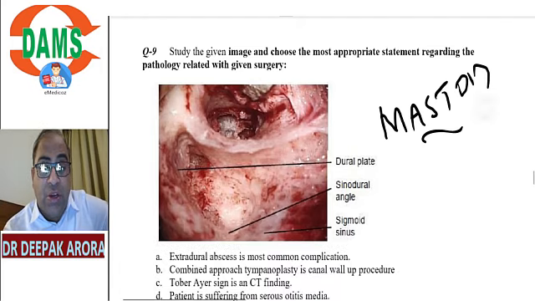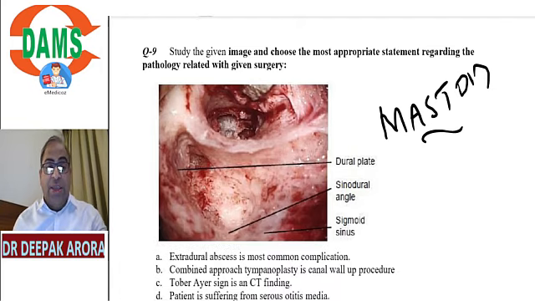Let us read the options. Anyone? Option A. This is a hardcore clinical MCQ of your ENT. Extradural abscess is the most common complication. Absolutely blunder. Which is the most common complication? Most common complication is mastoiditis. Extracranial, most common overall is mastoiditis. Done. It is a false statement.